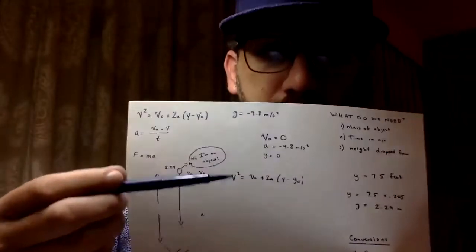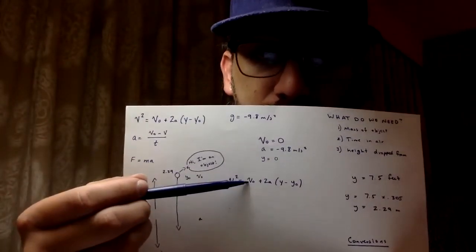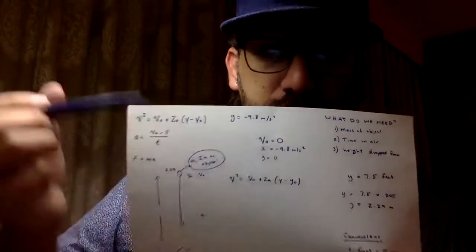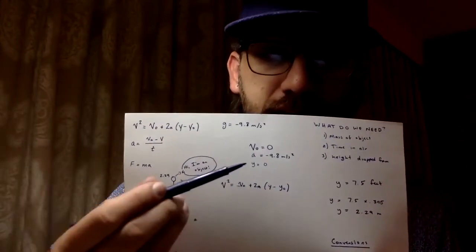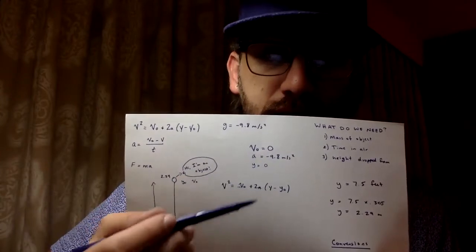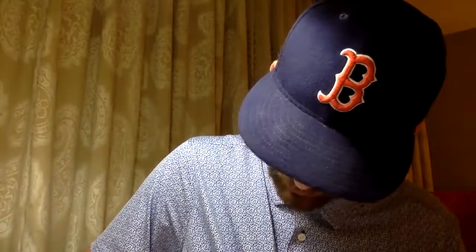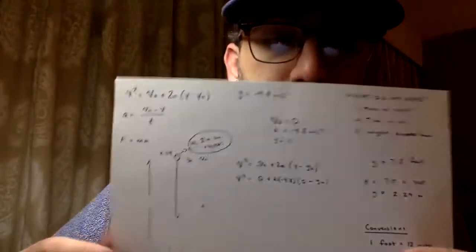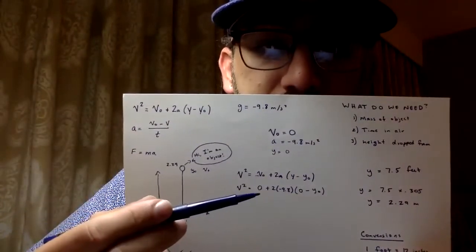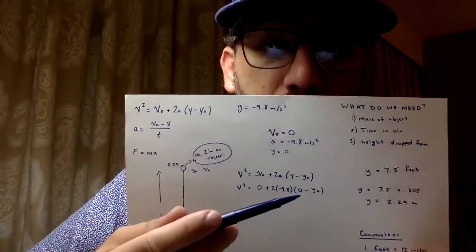All right, so the good thing is I already know what this value is. V sub naught is 0. I know what this value is. A is equal to negative 9.8. And I know what y is, which is equal to 0. I'm going to plug those in real quick. 0 plus 2 times negative 9.8 times 0 minus y sub naught. I just plugged in my values for v sub naught, a, and y.